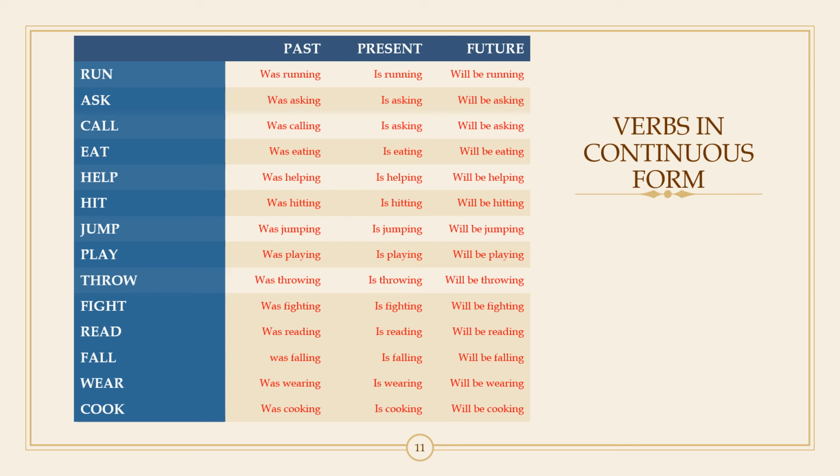Now you could see that, let us count the number of verbs: 1, 2, 3, 4, 5, 6, 7, 8, 9, 10, 11, 12, 13, 14. There are 14 verbs, and then I have conjugated them into three different ways. So run in the past form is was running, present form is running, and in the future form will be running. Look at the last but the second word, right? Fall. Was falling, is falling, will be falling, right?